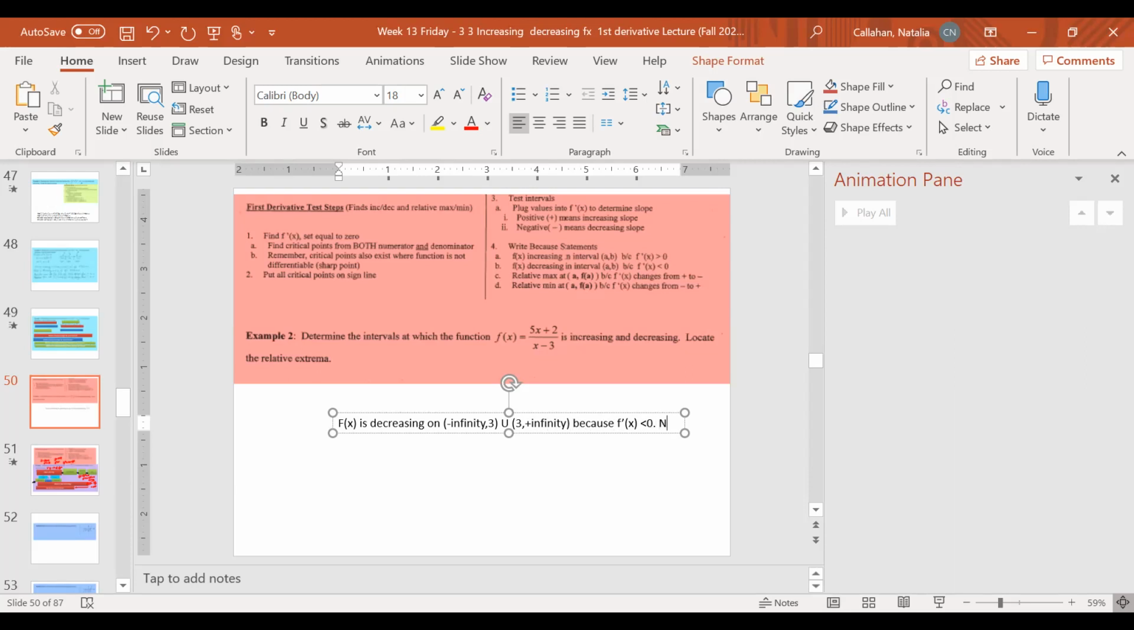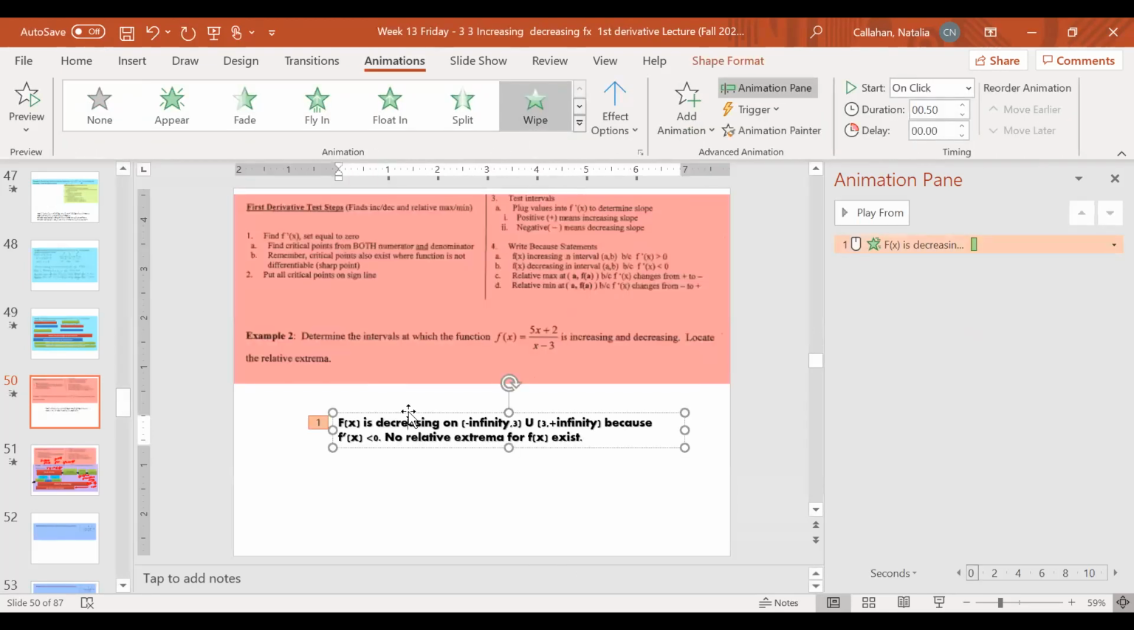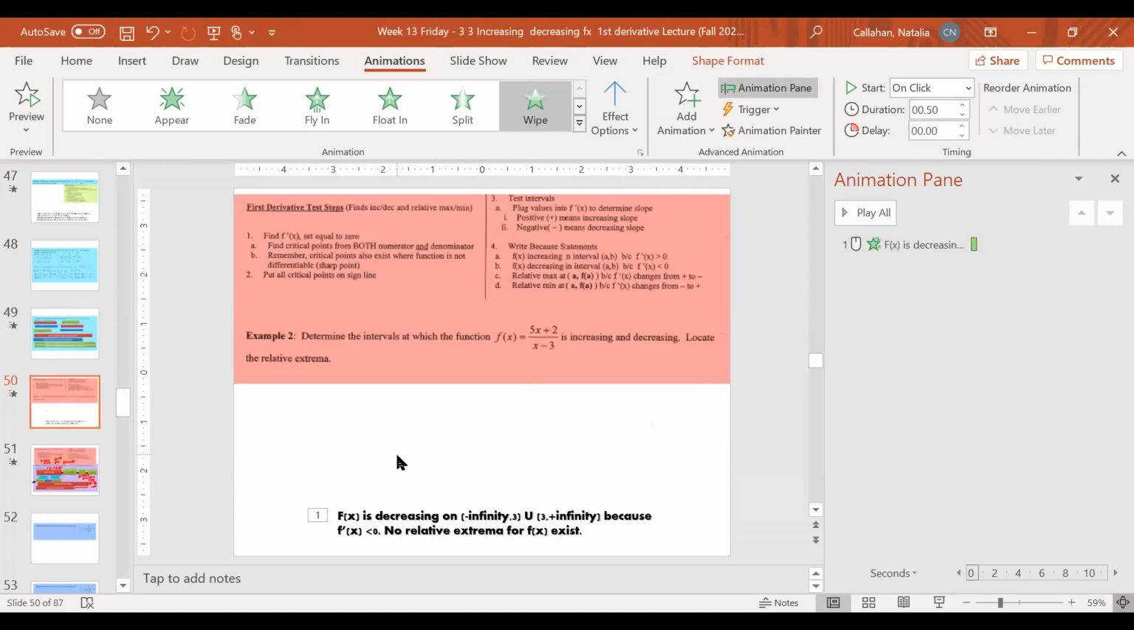So what does that mean? That means no relative extrema for f of x exists. And that's all that you have to write. In some cases, you might not have one, and in which case it's completely fine.